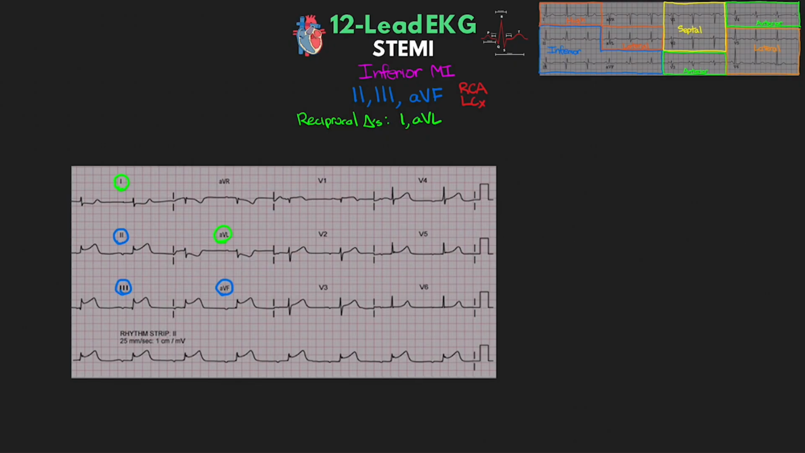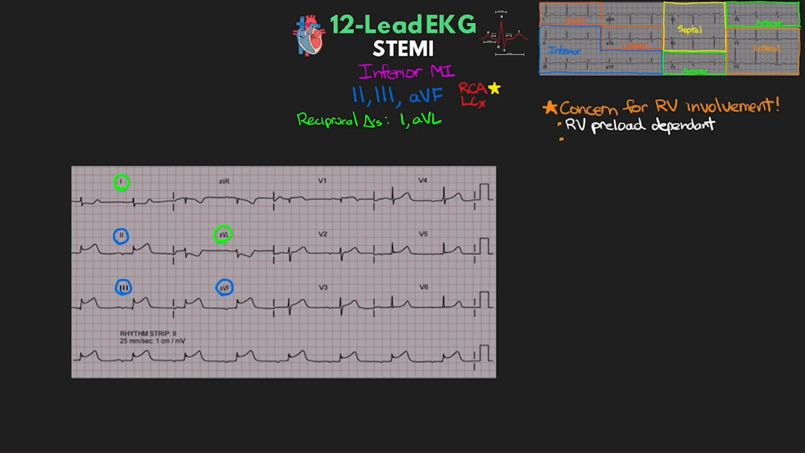Now, on the subject of inferior MI, knowing that most people have this region perfused by the RCA, we also would be concerned that the patient would have some RV involvement and could have an RV infarct as well. If the patient is having an RV infarction and the RV is weakened, remember that the right ventricle is very preload dependent. The right atrium helps to push the blood flow forward to fill the right ventricle. This process is still primarily driven by venous return.